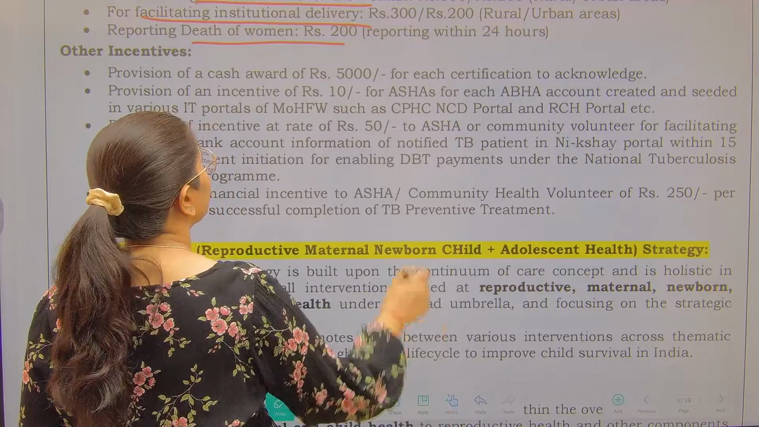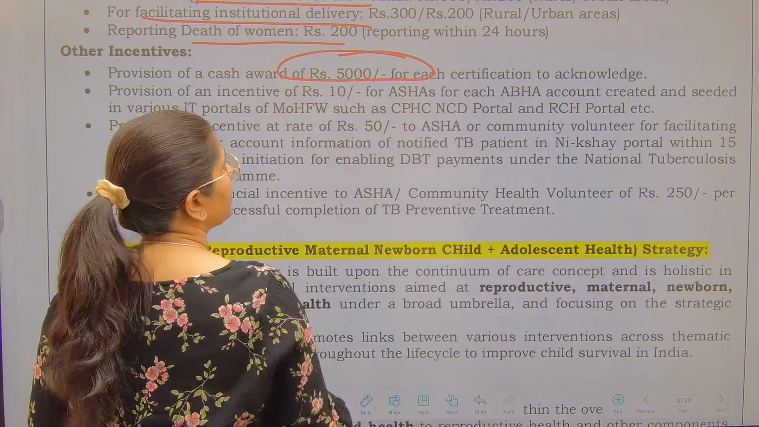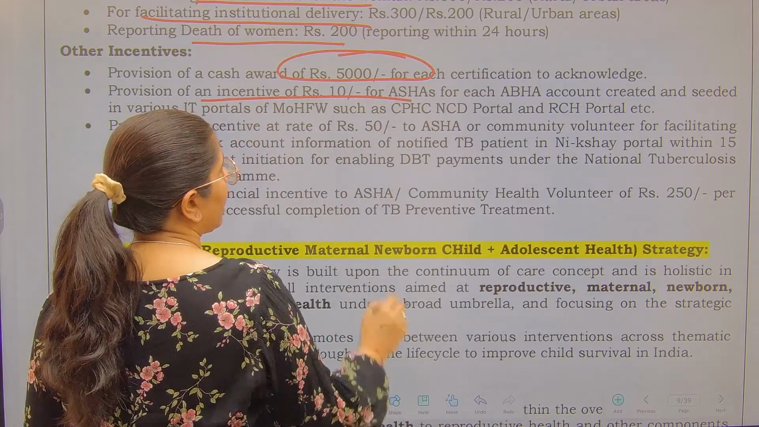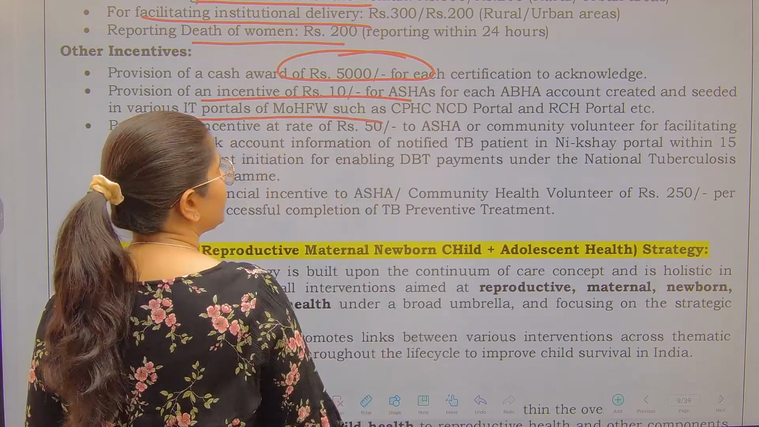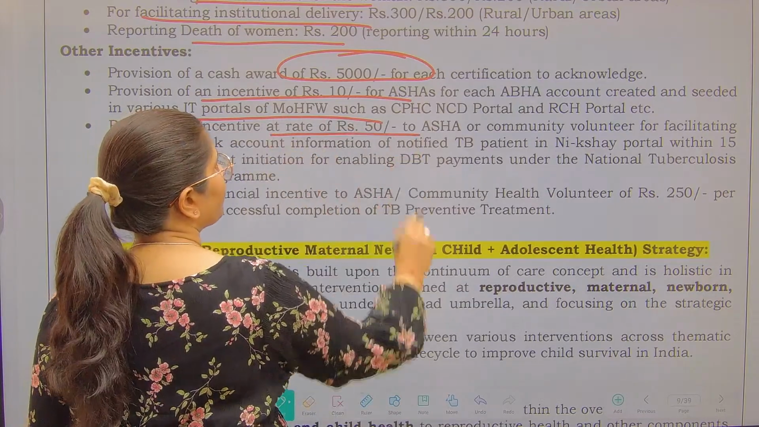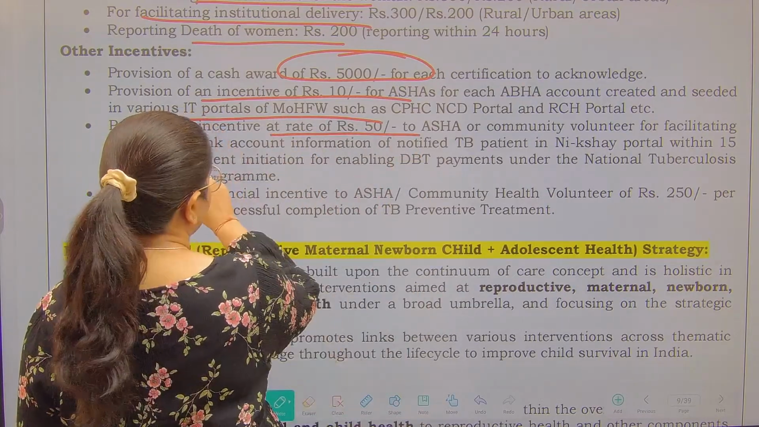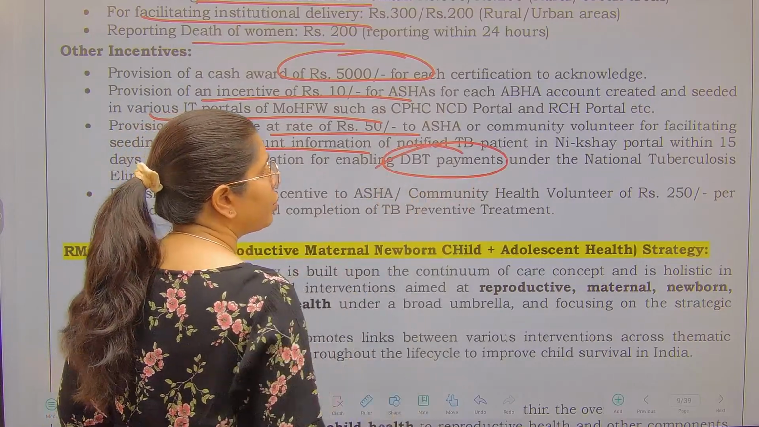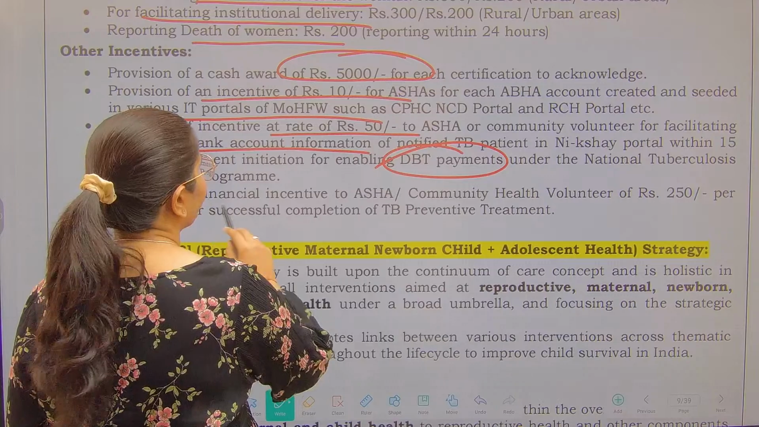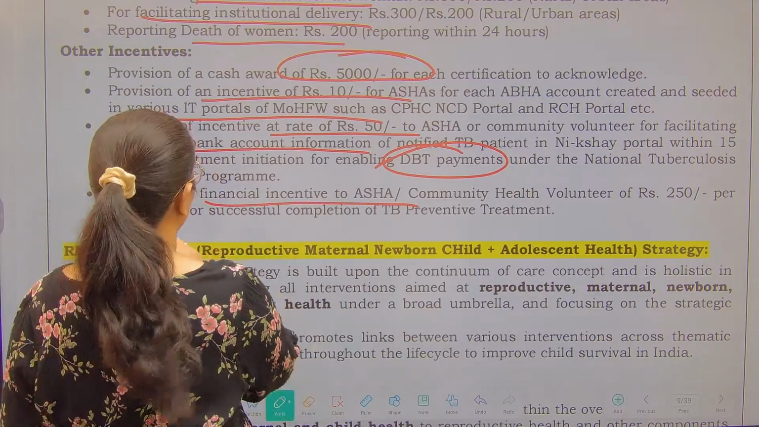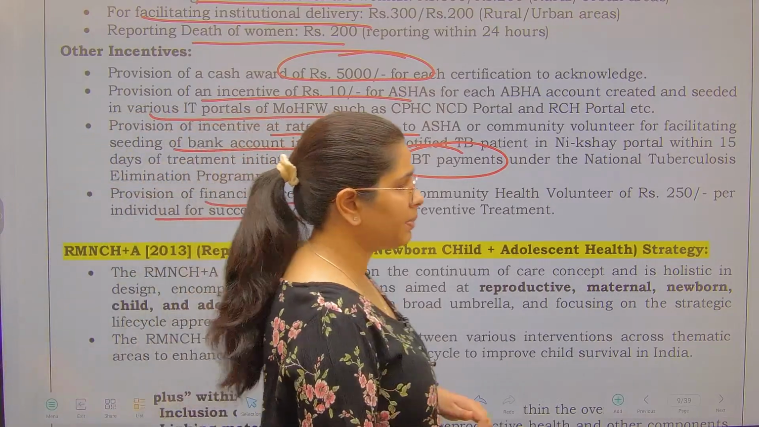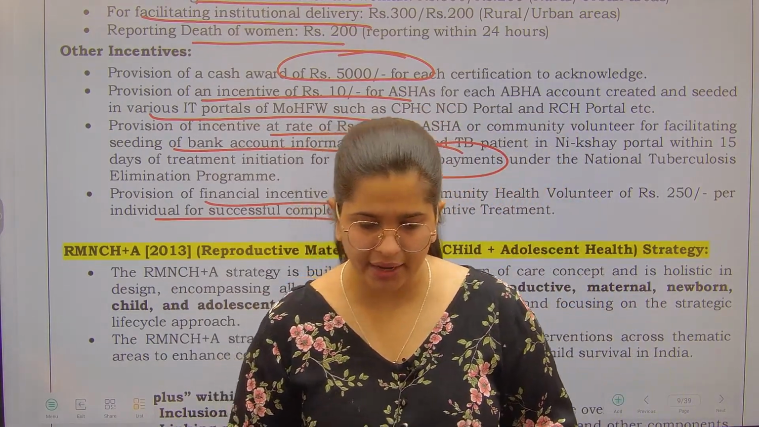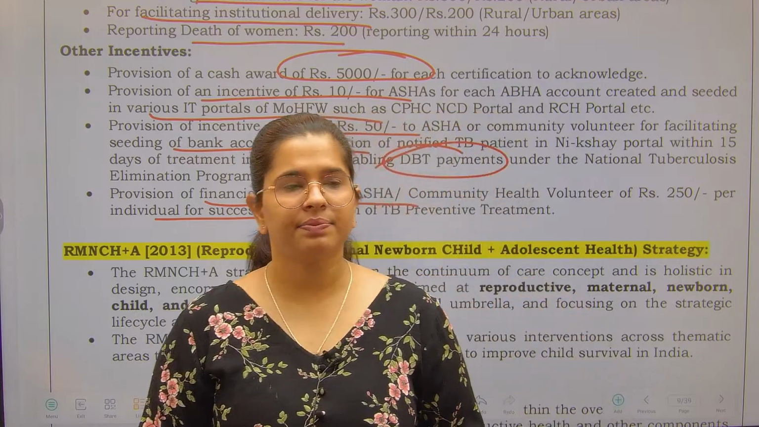There is another incentive, 5000 rupees for each certification to acknowledge. Provision of 10 rupees for each Aadhaar account created and seeded in various IT portals, and a provision of 50 rupees for volunteer for facilitating bank account information so that DBT payments can be made to TB patients, and financial incentives of 250 rupees for successful completion of TB preventive treatment. So these are all the things that are important and required to be understood, right?